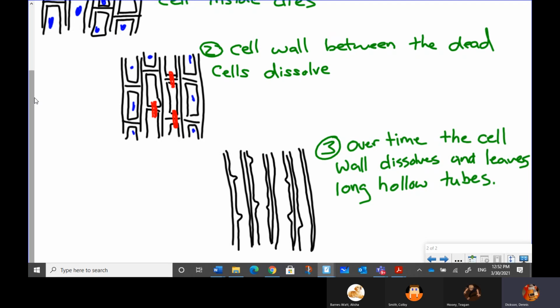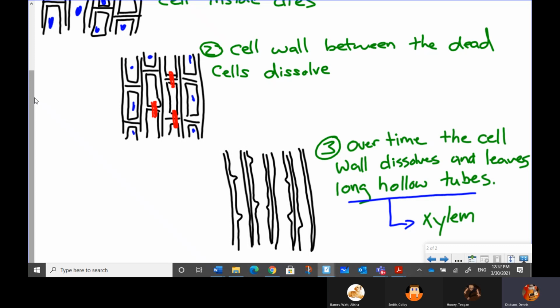So in our celery, the long hollow tube is where we found that red dye, those little spots of red dye. In the trees that we see, the xylem is actually what we call wood. The part we call the wood, the yellow heart of the tree, that's the xylem.